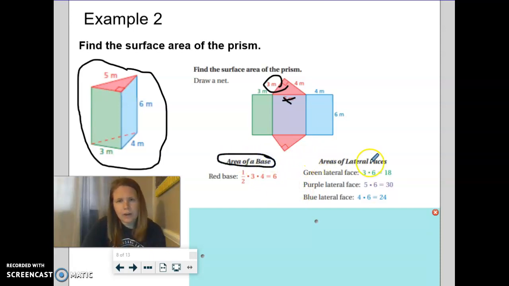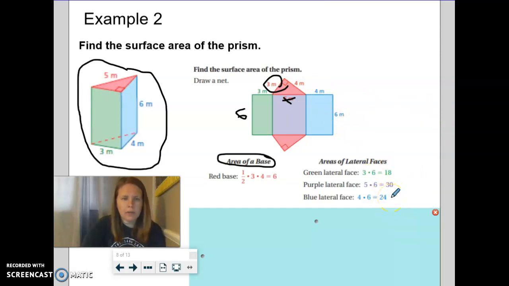From there, then, you want to find the area of the lateral faces. So what they did is they take the green lateral face. You take length times width. Well, one of my sides is 3. Well, where's the other side? It doesn't look like it's right next to it, but if you use the shape, you realize that this side is also 6 because it has to match up with this side. 3 times 6 gives you 18. And then move on to the purple one. You've got the 5. Again, this longer side is going to be 6, so 5 times 6 gives me 30. And then this last one, you've got 4 times 6, which gives you 24.